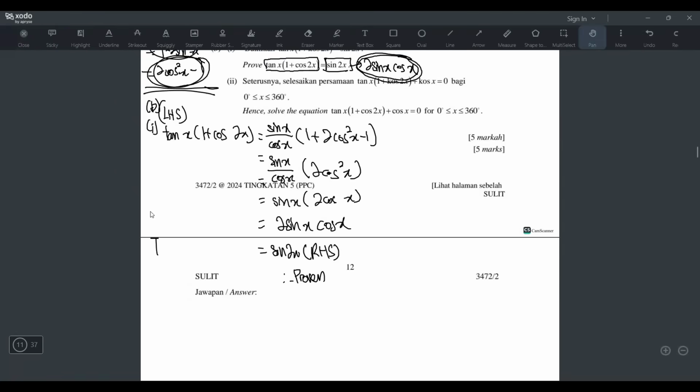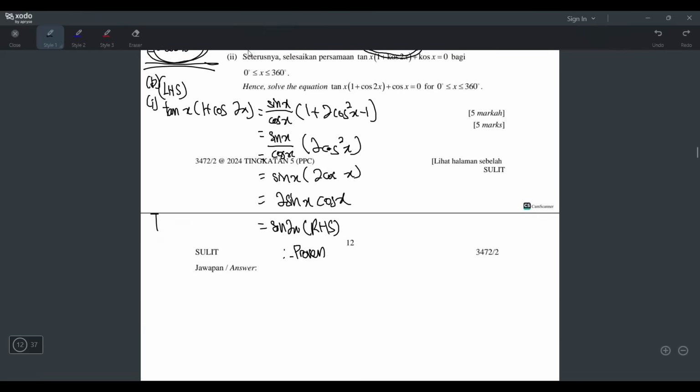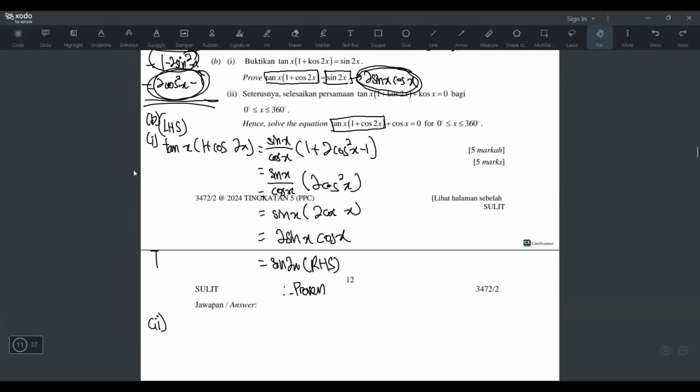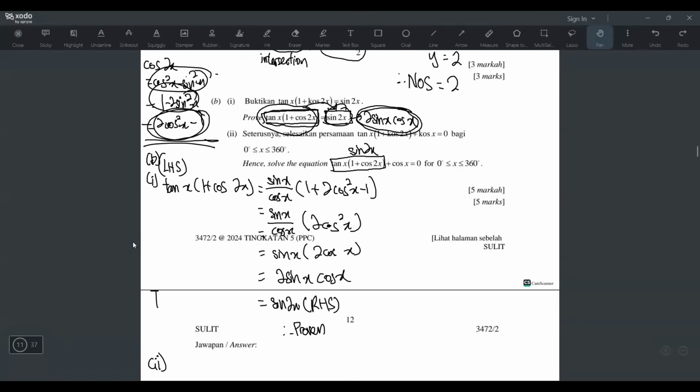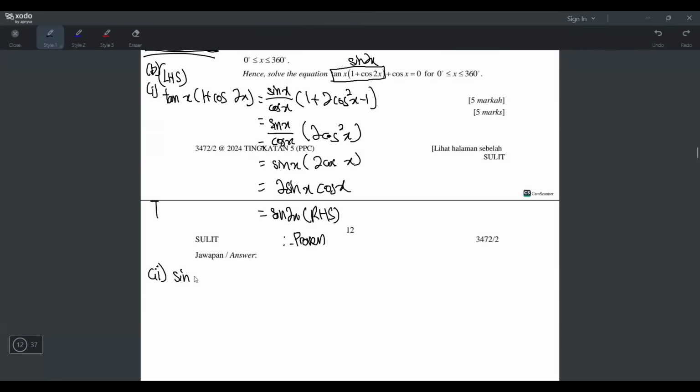Okay, so now I'm going to do number 2. Number 2, I will do it down here. Number 2 says tangent x, bracket 1 plus cos 2x, plus cos x equals 0, right? But if you look at this, isn't this the same exact thing as above? Sorry, mistake. This whole thing is the exact same thing as this, right? You see, tangent x, bracket 1 plus cos 2x, so it's the same. And just now, we already know that this thing can change to sine 2x. That means this whole thing also can change to sine 2x. So now your question becomes sine 2x plus cos x equals 0.